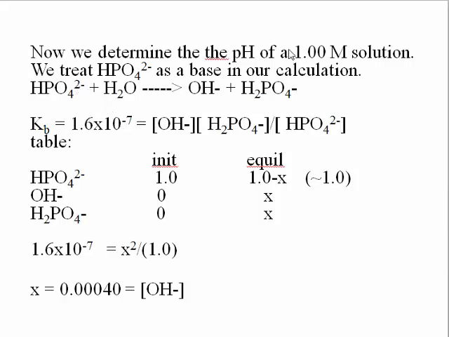An ice table for a 1 molar solution of this weak base starts out 1 molar in HPO4. That will decrease by amount x. We'll just treat that as 1 because we will assume x is small, and assume 0 concentration of hydroxide and of the conjugate acid of this base, dihydrogen phosphate. This gives x essentially 4 times 10 to the negative 4 for the hydroxide ion concentration.